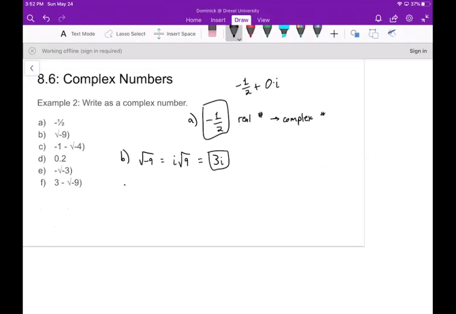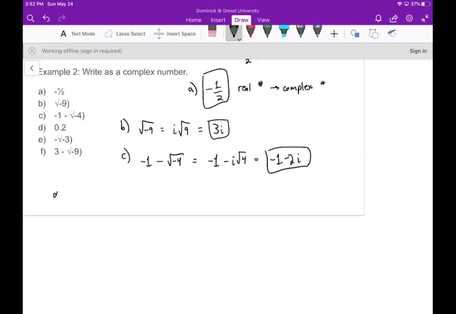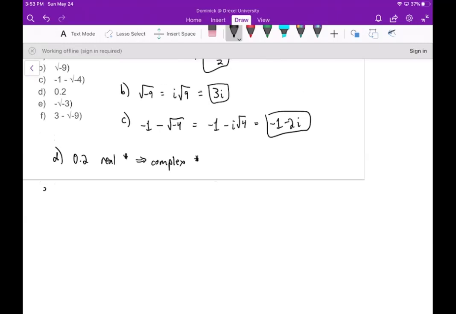Okay? Part C, we have negative 1 minus the square root of negative 4. So for the square root, I'm going to pull out an i again and make that positive, the square root of 4. So now we have negative 1 minus 2i, since the square root of 4 is 2. Part D, we have 0.2, and that's already a real number, so it's a complex number again. Okay, so that's good as it is.